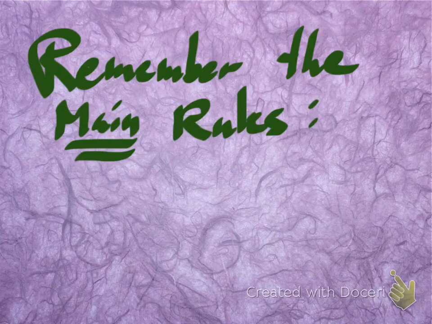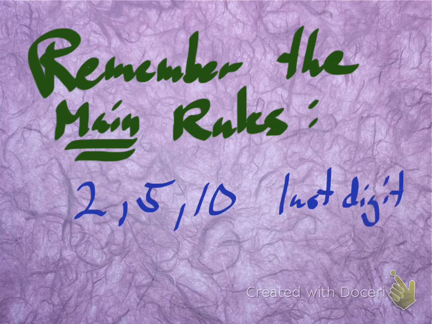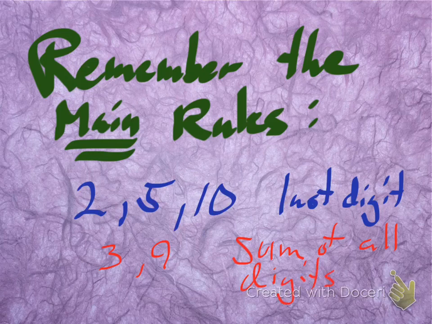All right, so to wrap this up, remember the main rules are for 2, 5, and 10, just look at the last digit. Okay? And the other 2 that we need to be concerned with are 3 and 9, and for that you're going to look at the sum of all the digits, and you're going to test that to see if 3 or 9 go into it.